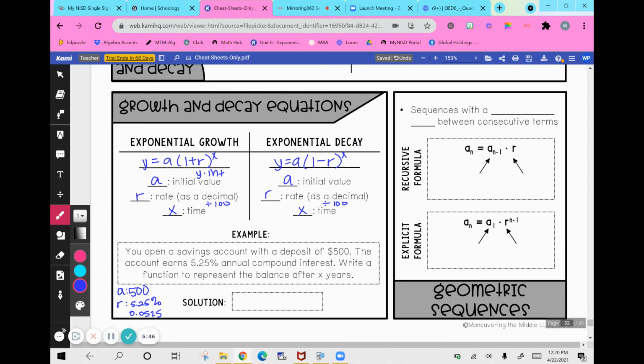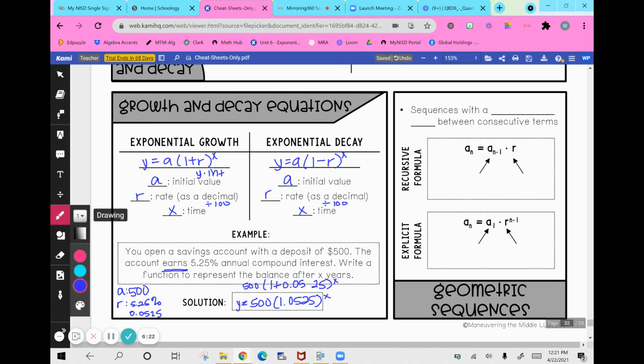Now, we have to decide which formula. If it's earning, that's going to be growth. So I'm going to say 500 is my a times 1 plus 0.0525 to the x power. When I put that all together, that's y equals 500 times 1 plus that, which is just going to be 1.0525 to the x power. I don't know why there was a decimal there. It shouldn't have been.